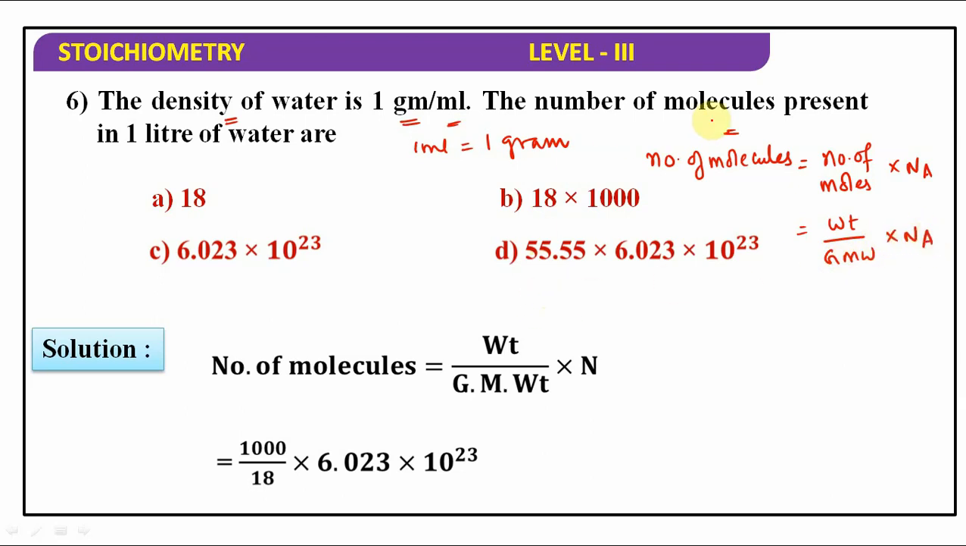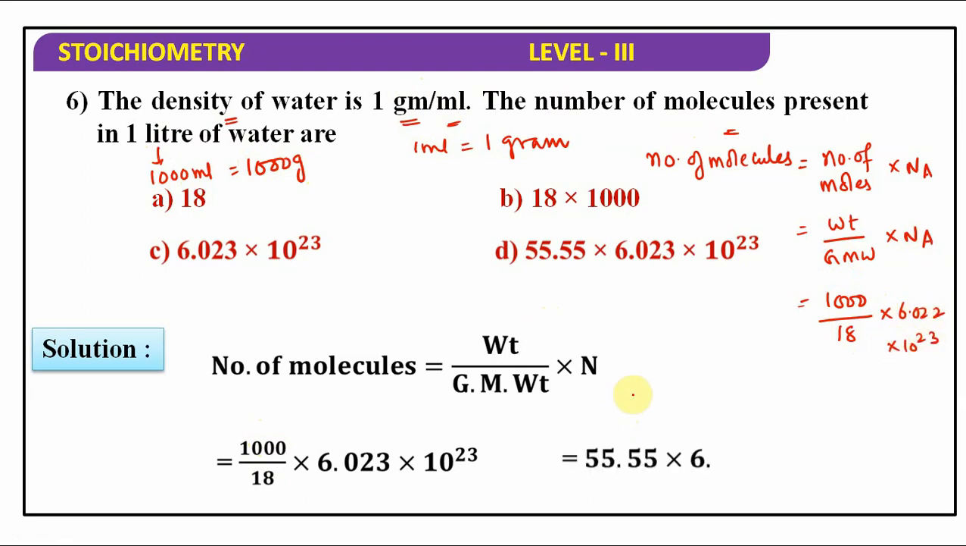Weight, how much have they given? 1 gram per 1 ml, so 1 liter means 1000 ml. 1000 ml we can take as 1000 grams. So that's 1000. Molecular weight 18, into 6.022 into 10 to the power of 23. If you solve it, you will get the answer 55.55 into this. Okay, so option D is the correct answer for this.